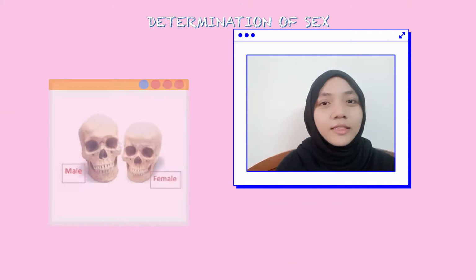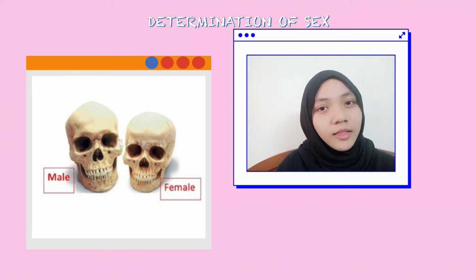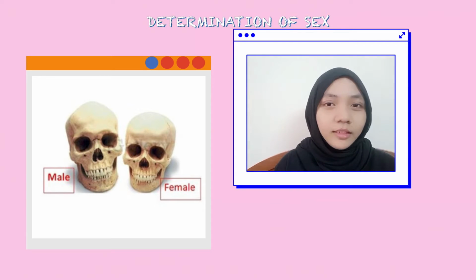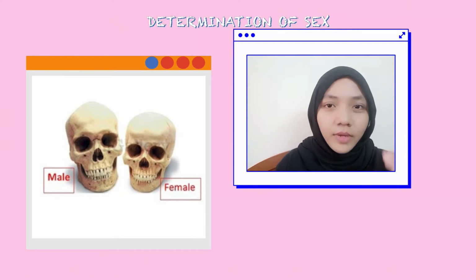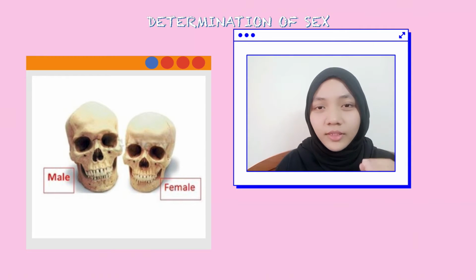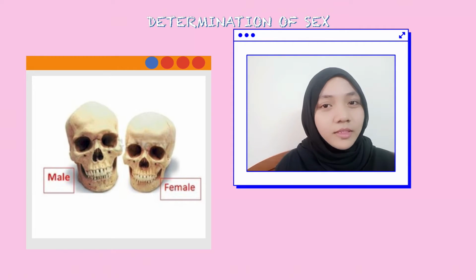I am going to show you some examples of the bones that are used for determination of sex. Firstly, we can determine it by looking at the skull. This is the difference between the female skull and the male skull. Generally, we can see the male skull appears big and rugged, while the female skull is small and smooth.